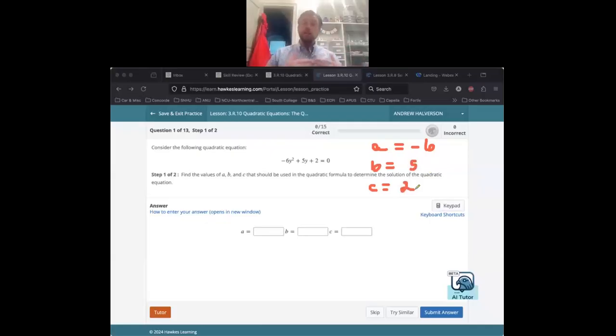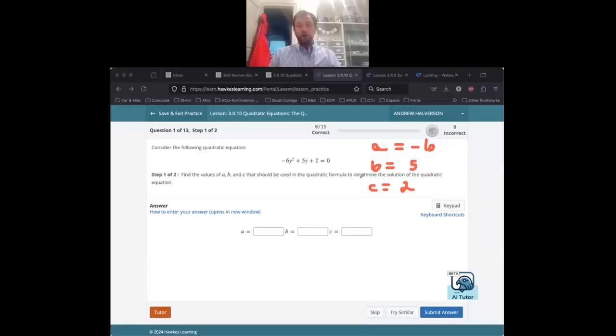But the point is this was a review question fundamentally because you already know how to factor. The A is the value in front of the squared variable. The B is the value in front of the plain variable, and the C is the value with no variable.